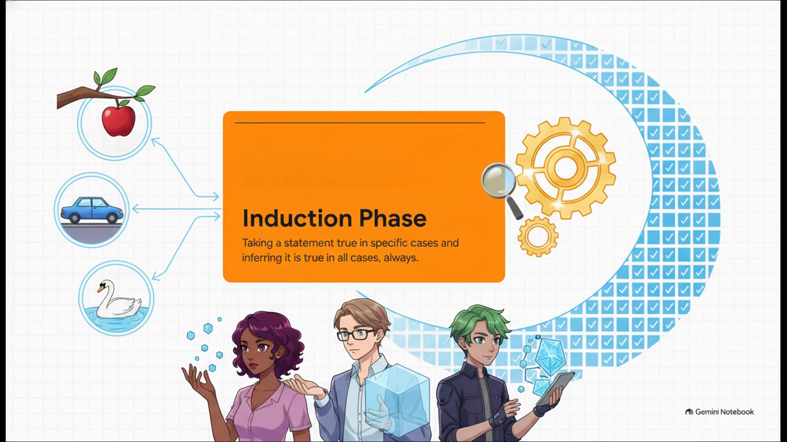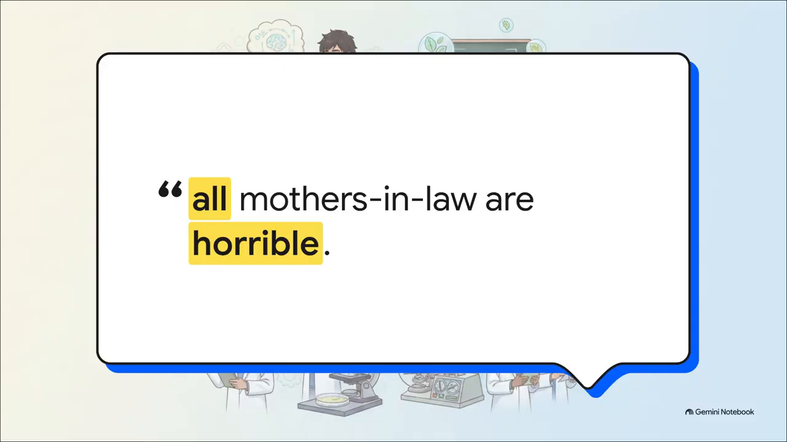Here, the relation we just observed in a few specific instances is turned into a general rule. That's exactly what inductive reasoning is. Taking a statement that happens to be true in a few specific cases and inferring that the statement must be true in all cases, always. We are basically transforming specific observations into a broad, general hypothesis. So, from the observation that the researcher and their friends have horrible mothers-in-law, we can induce this grand general rule.